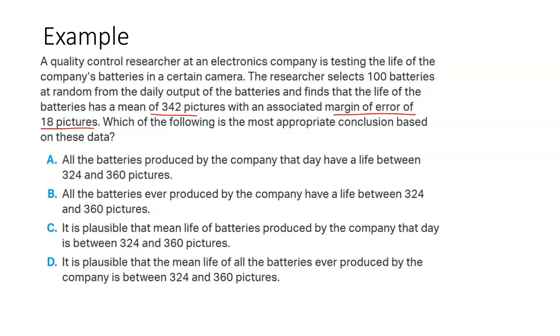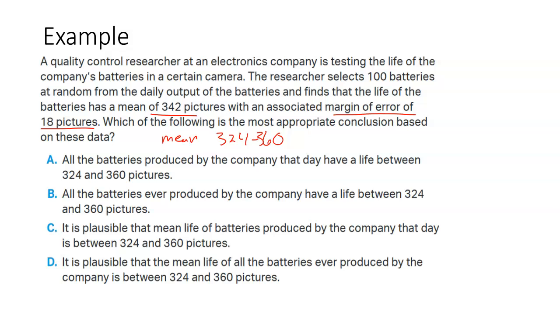And then to encompass the whole set, because obviously they made more than 100 batteries, they may have made 1,000 or 5,000 or 10,000 batteries. So to account for the fact that they took a very small sample, they said, okay, well, our margin of error is 18 in either direction. So that means on any given day, the mean is going to be between 324 and 360, okay, on any given day.